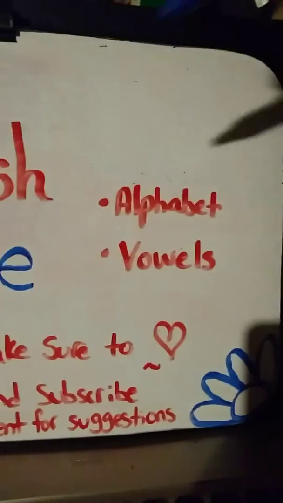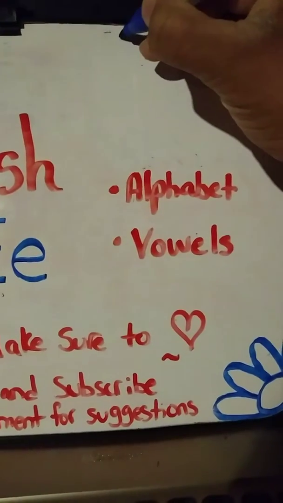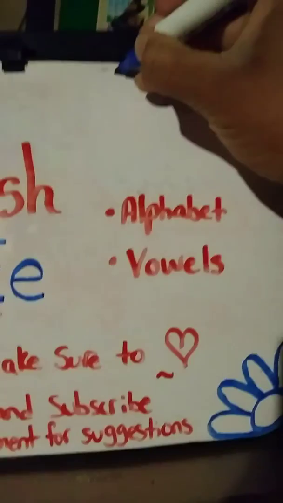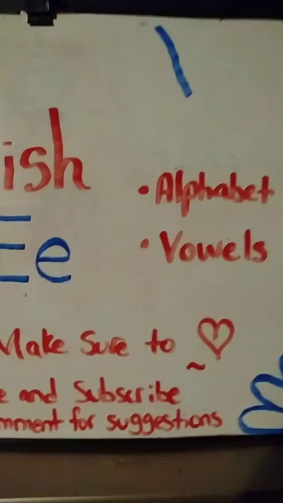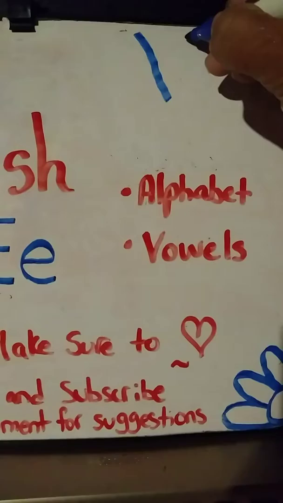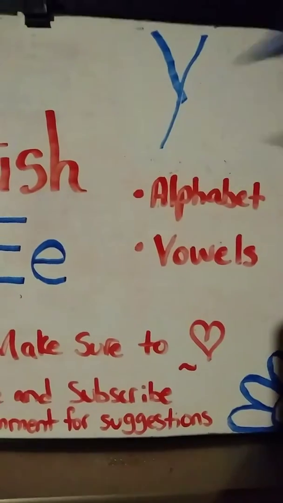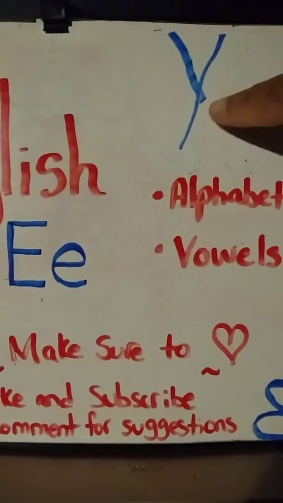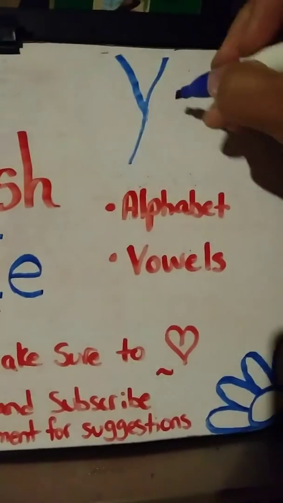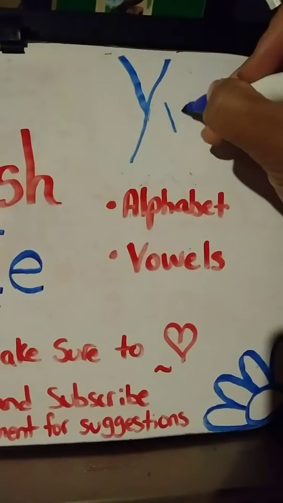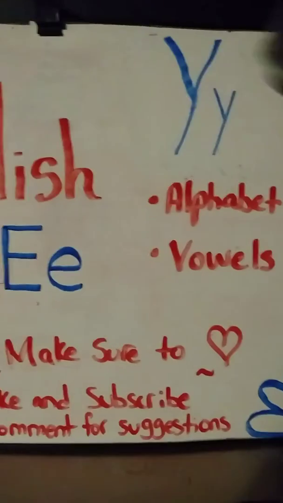Alright, next, Y. I don't know. Why are you asking me? No, I'm kidding. Alright, so Y, you're going to start in the corner and go downward. Halfway, you're going to leave it like that. And you're going to start back on the other side and go down. There. There's your letter Y. Now for lowercase, you do the same thing. Y. And that's your Y. Y makes the y, y, y sound.